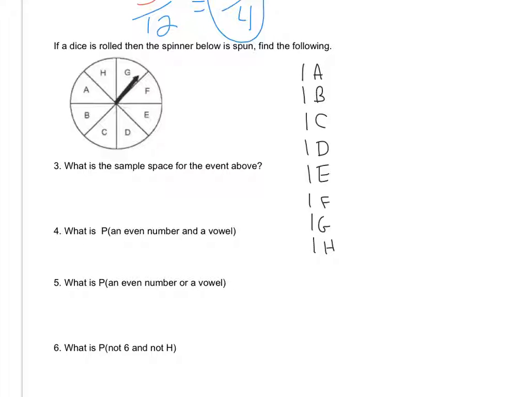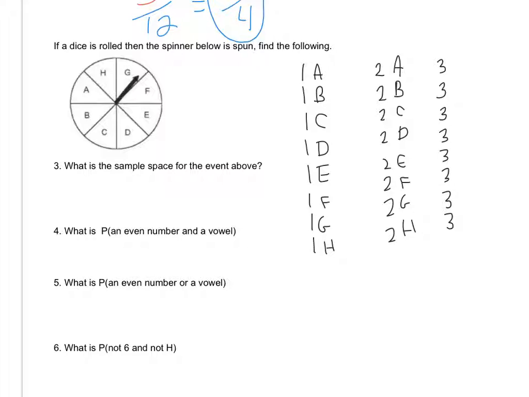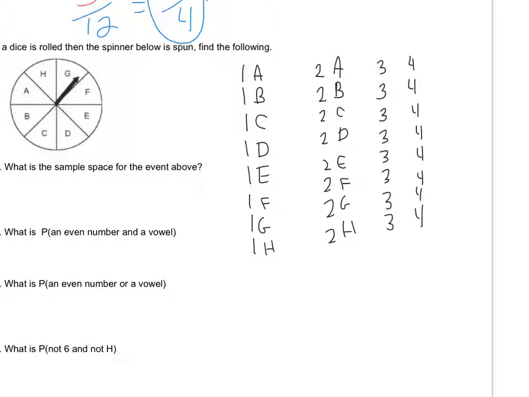And of course, we could also have gotten a 2. We could get a 2 for any of these. So if we get a 2 for the dice, we could still get any of these letters: A, B, C, D, E, F, G, or H. And really it's the same thing. We could get a bunch of 3s with the corresponding letters, a bunch of 4s with the corresponding letters, and of course 5s and 6s.